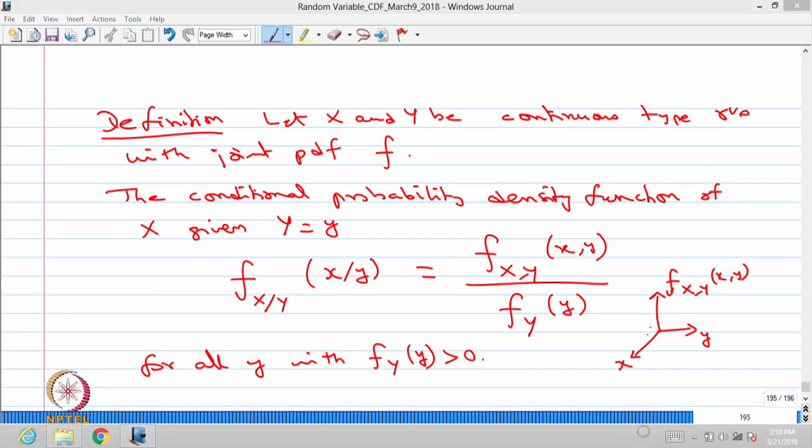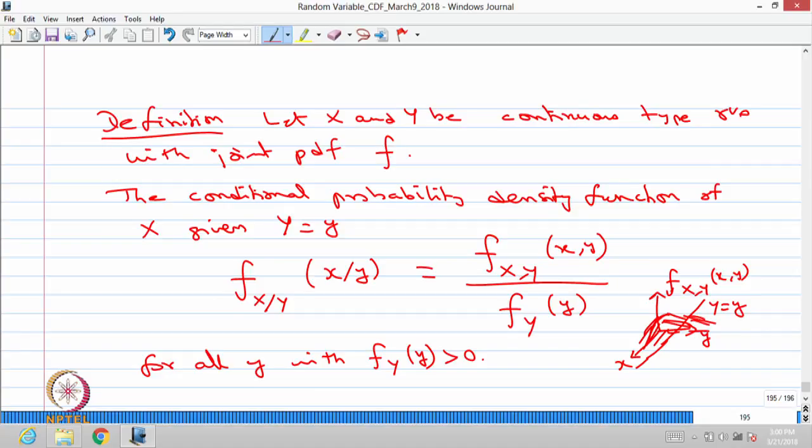So, if you think of some surface over the xy plane, that is a joint probability density function. Whenever you go for y is equal to small y, that means you are just cutting one plane. The surface and the plane y is equal to small y will make one cut. So, where the plane y is equal to small y cuts the surface, you will get some sort of a curve.